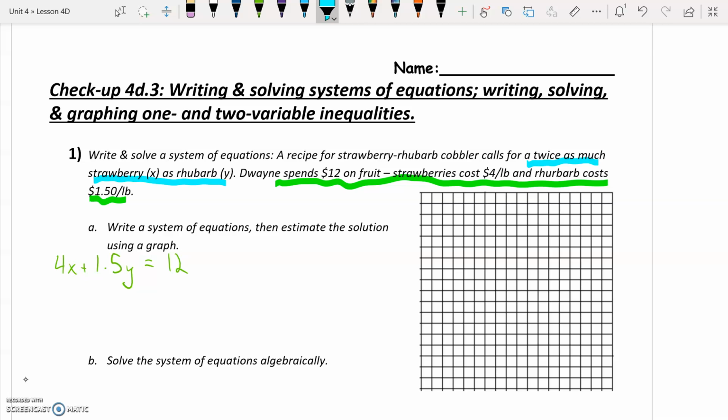So the amount of strawberries is always twice the amount of rhubarb. The amount of rhubarb is half the amount of strawberries. So there's 2 ways you could write that equation. Just translating it right from the problem, where it says the strawberries are twice as much as the rhubarb, if x is our strawberries, x would be twice as much as y.